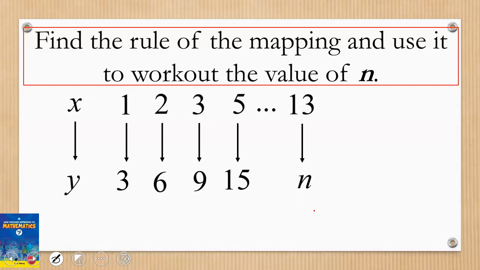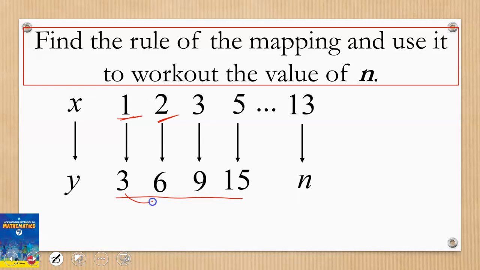Look at this one. Find the rule of the mapping and use it to work out the value of n. So we want to look at the pattern that we see here. We generate the rule, then we use it to find the value of n. Okay, so from 1, I have 3. From 2, I have 6. And again, look at the pattern.